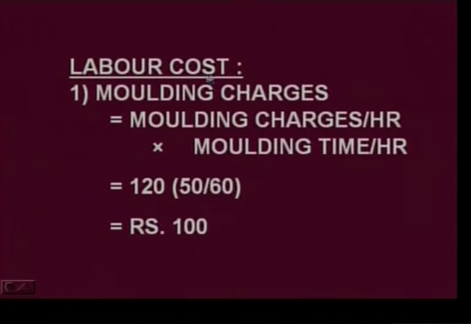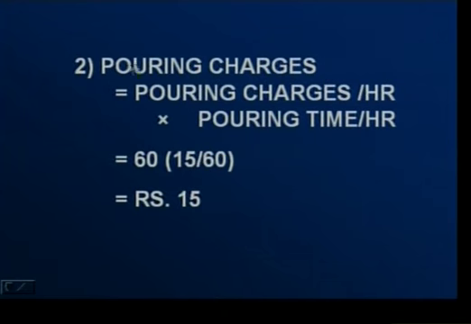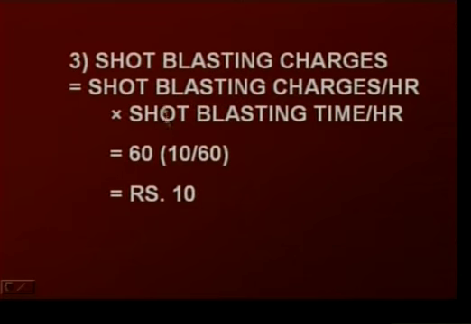Labor cost is calculated separately for moulding charges. Moulding charges per hour into moulding time per hour, that is 120 into 50 minutes. Minutes are converted into hours, 50 by 60, we can get the value as 100 rupees. Pouring charges per hour into pouring time per hour, that is 60 into 15 by 60, the value becomes 15.